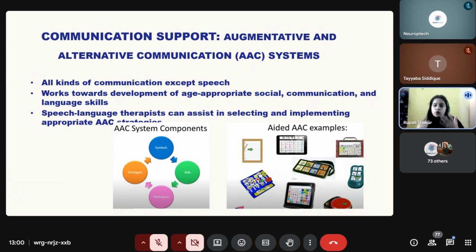In speech and language, some of the time oromotor is not good. Then they need some speech therapy, oromotor therapies. Then you can refer them.